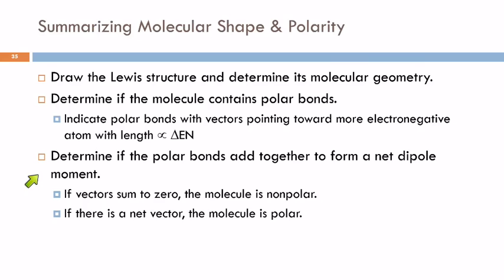And then decide if the polar bonds add together to form a net dipole moment. If the vectors add to 0, the molecule is nonpolar. If there's a net vector, then the molecule is polar. So you can have a molecule that is nonpolar overall, but it has polar bonds, like carbon dioxide. If all the bonds are nonpolar, then the molecule has to be nonpolar also. But you also have combinations where you have polar bonds and a polar molecule.